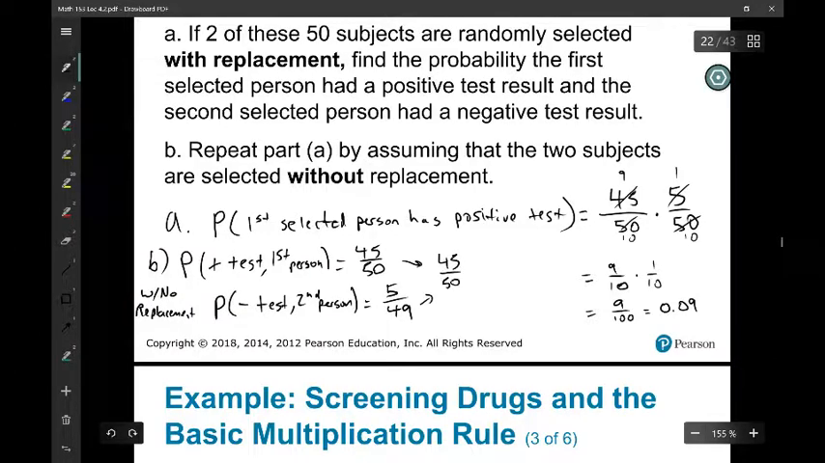45 over 50 times 5 over 49. 5's cancel. Left with a 10 here. 5's cancel here. And we have 9 over 98.